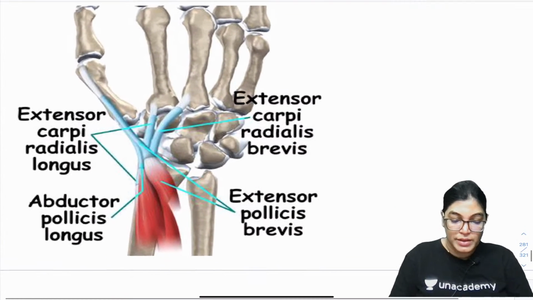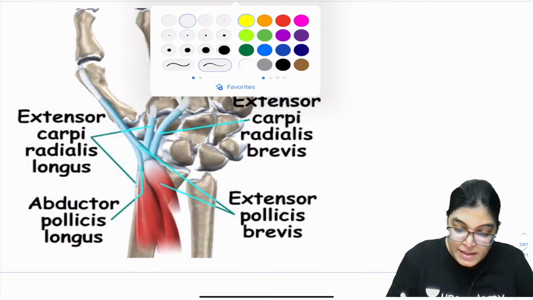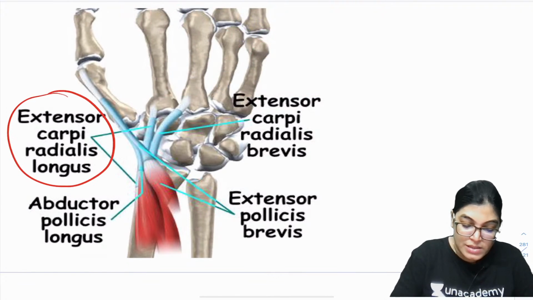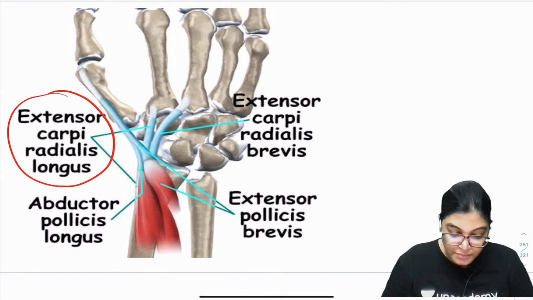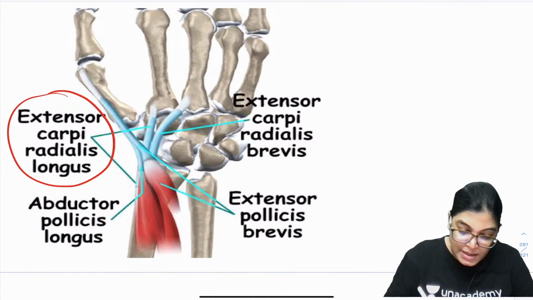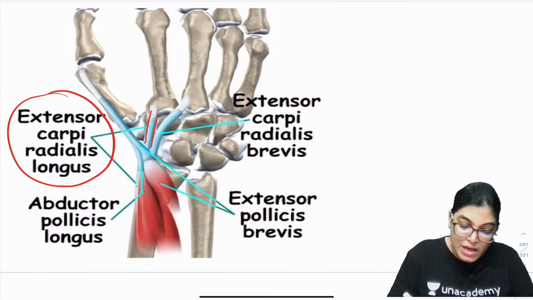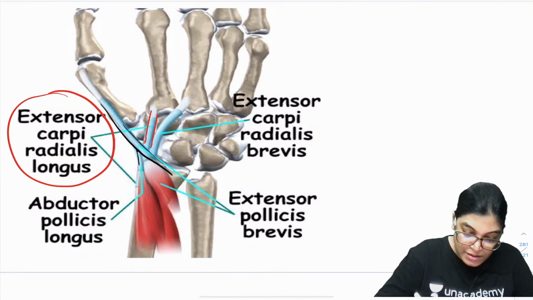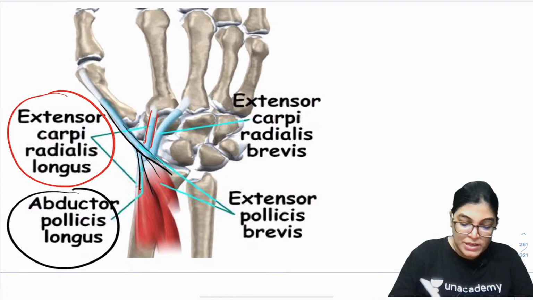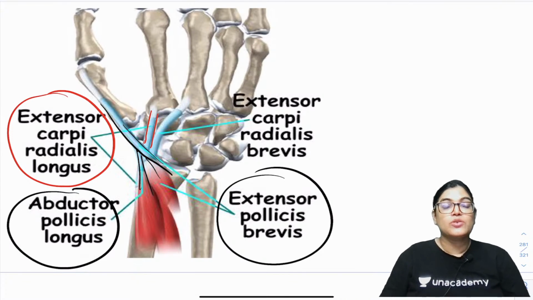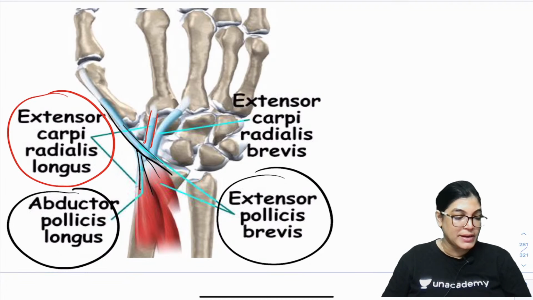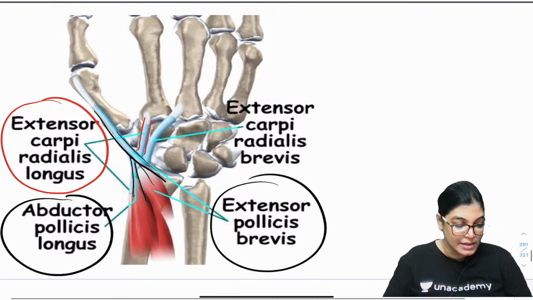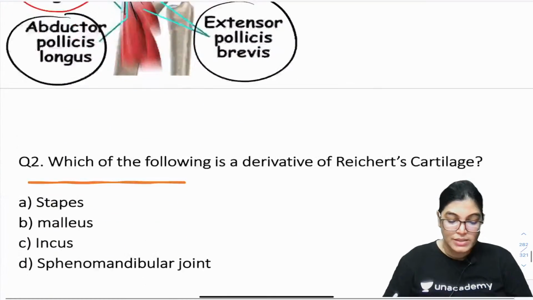Let me show you a diagram for it. You can see here, this is the extensor carpi radialis longus tendon and the 2 muscles which are crossing it. Two muscles are crossing it and they are abductor pollicis longus and extensor pollicis brevis. So clearly in this diagram, you can appreciate the 2 muscles of the first compartment crossing the muscle of the second compartment, that is extensor carpi radialis longus. Very clear, everyone. So let's move on to the next.